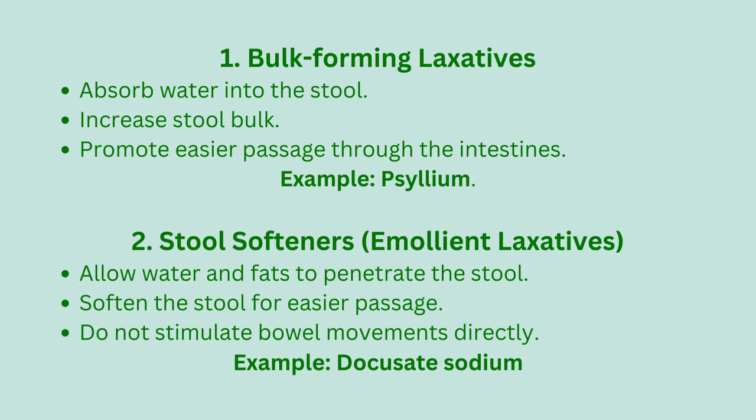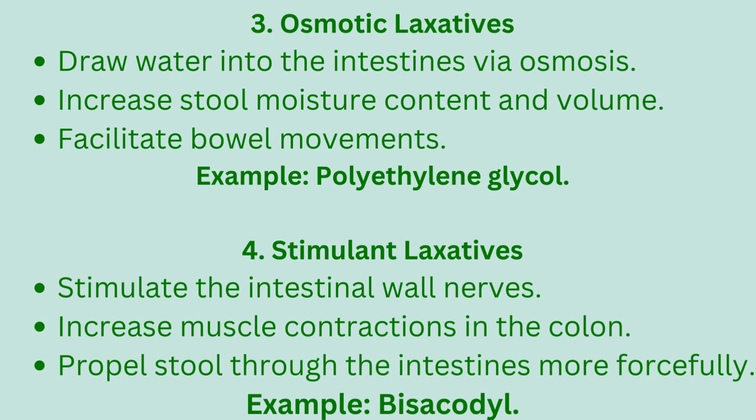2. Stool softeners, emollient laxatives, allow water and fats to penetrate the stool, soften the stool for easier passage. Example, docusate sodium. 3. Osmotic laxatives draw water into the intestines via osmosis, increase stool moisture content and volume. Example, polyethylene glycol. 4. Stimulant laxatives stimulate the intestinal wall nerves, increase muscle contractions in the colon.